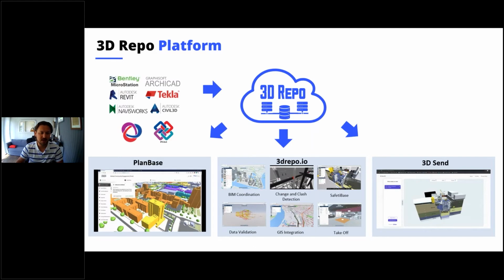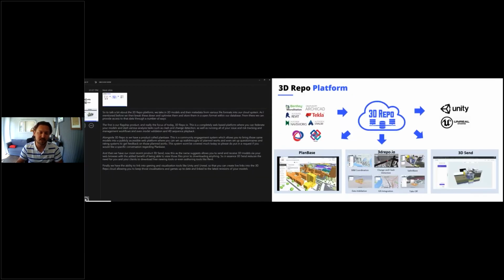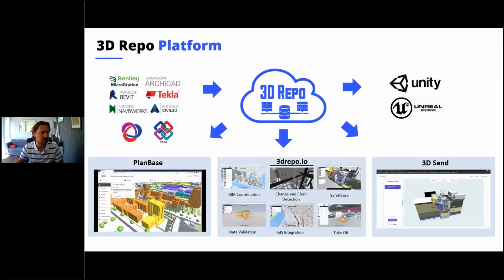Finally, here we have the ability to link into gaming and visualization tools like Unity and Unreal. So you can create live links into that 3D Repo cloud environment, which allows you to keep those visualizations and games up to date with all the linked revisions for your models, essentially moving the time spent in developing these visualization systems earlier in the process, and being able to keep those up to date without a heavy amount of work later on.